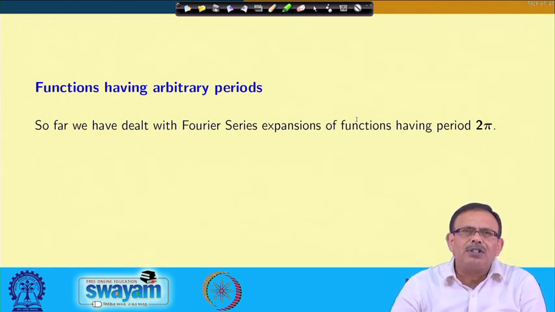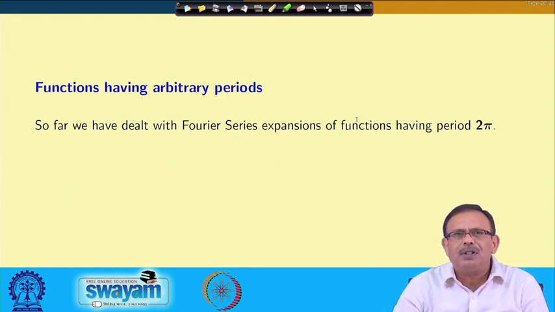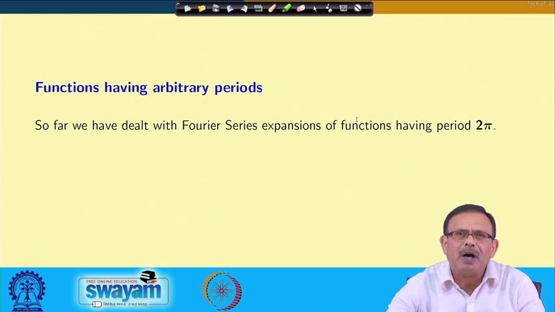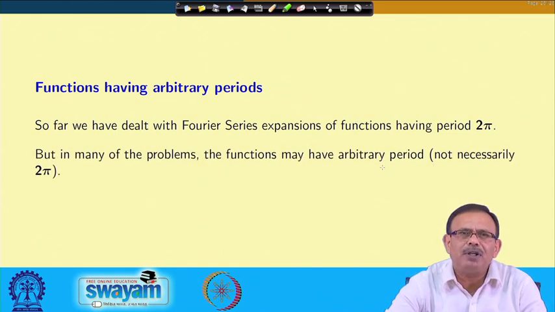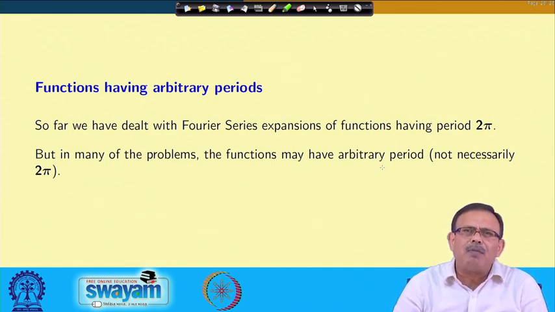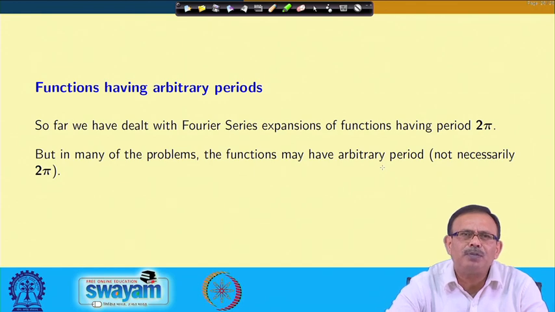Now, functions having arbitrary period. So far, we have dealt with Fourier series expansion of functions where the period is 2 pi. But if it is of arbitrary period, what will happen? In many practical and engineering problems, we have found that the function may have an arbitrary period, not necessarily twice pi.